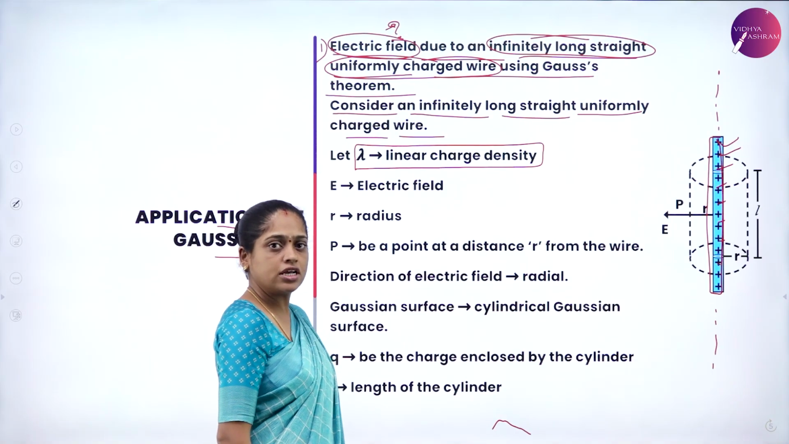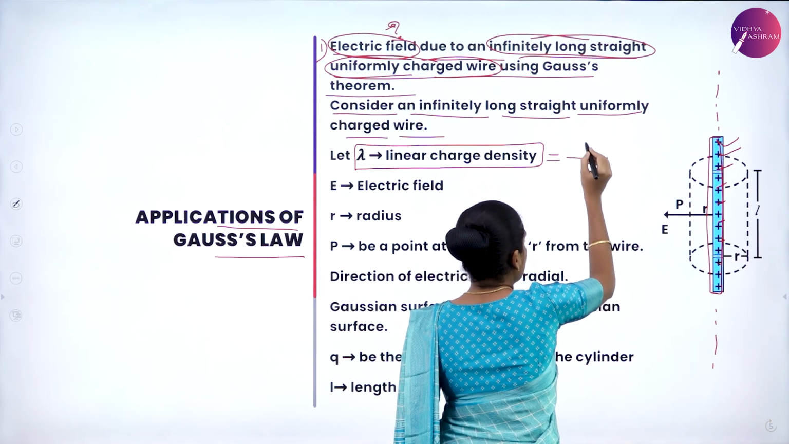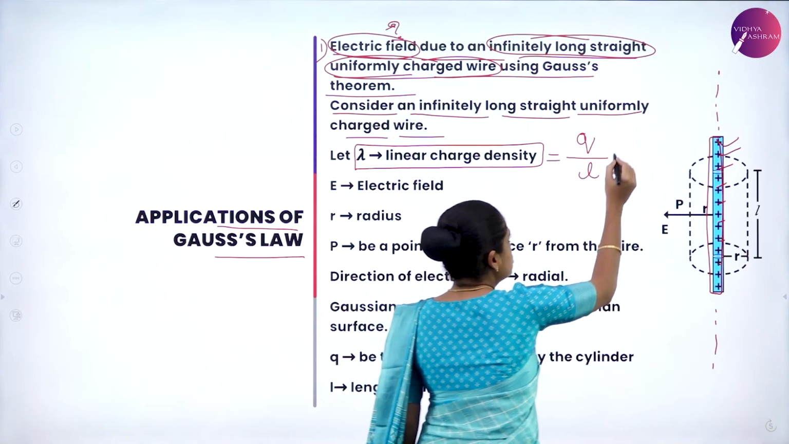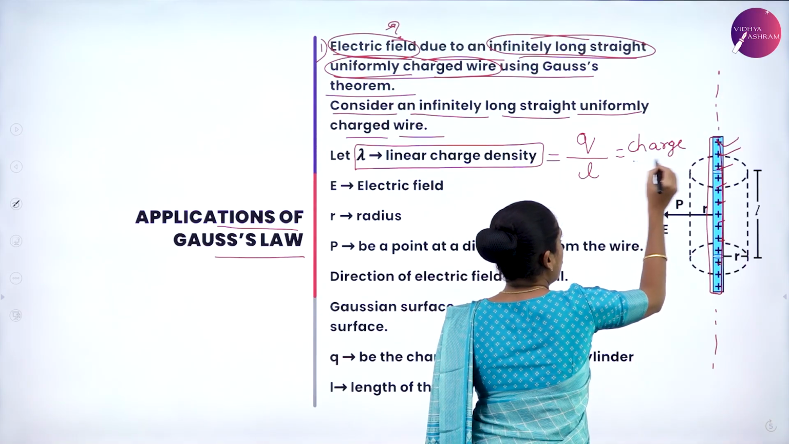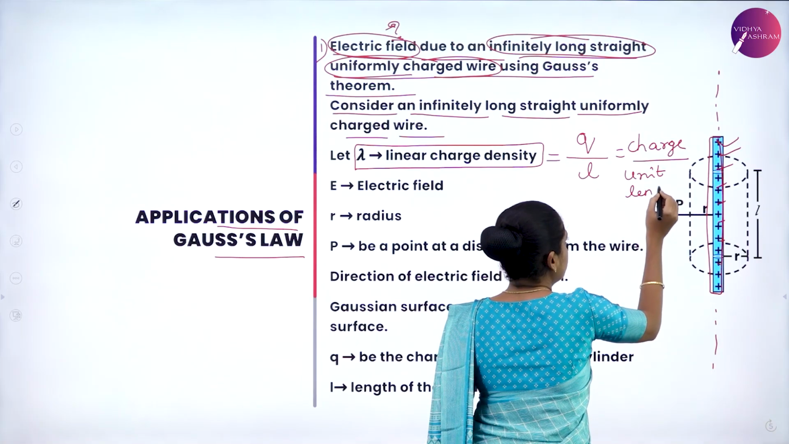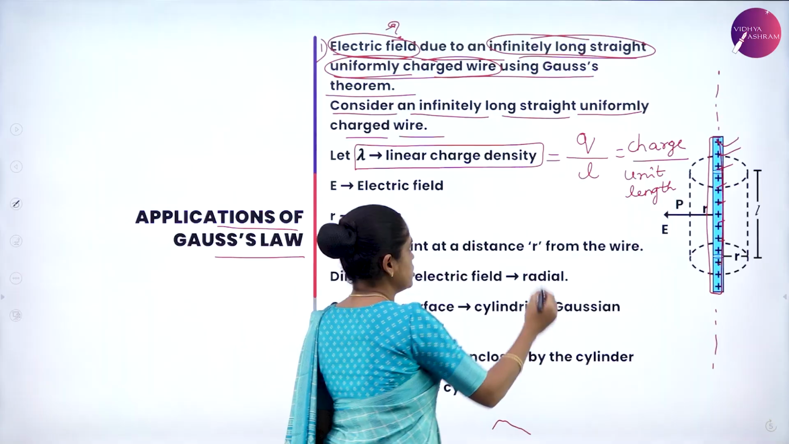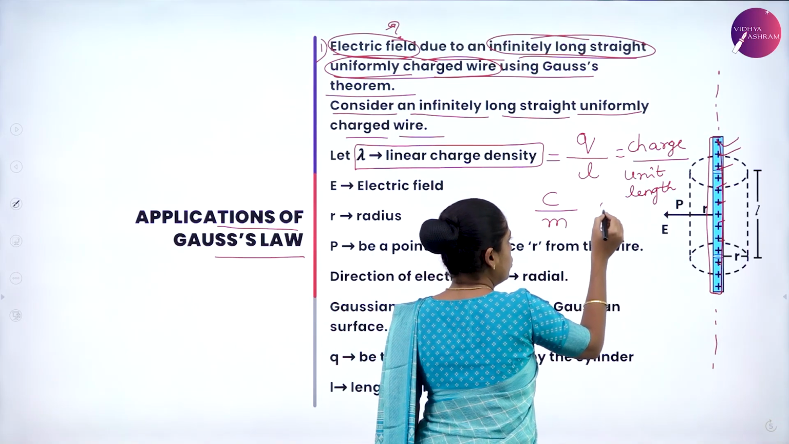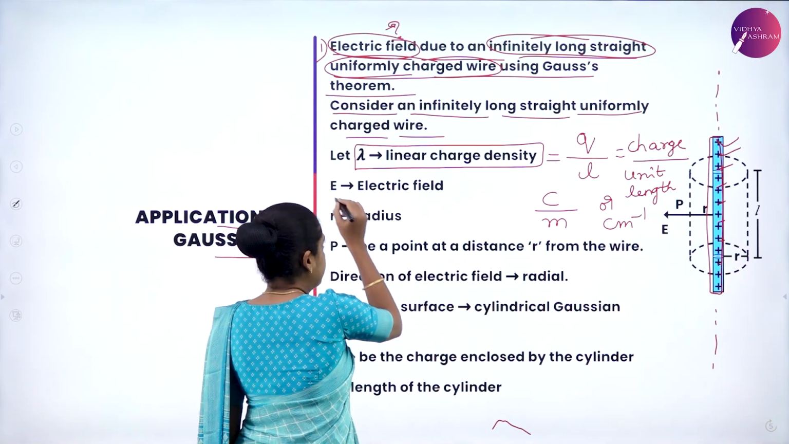How to define linear charge density? Linear charge density is the ratio of charge per unit length. Charge per unit length. This is the definition of linear charge density. Whose SI unit is? The SI unit of linear charge density is Coulomb per meter. Next is the electric field.